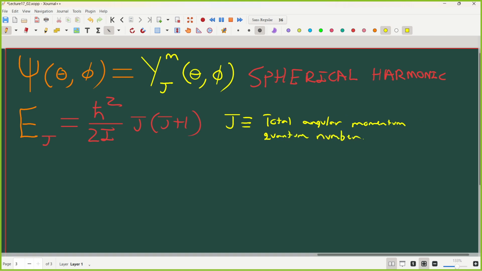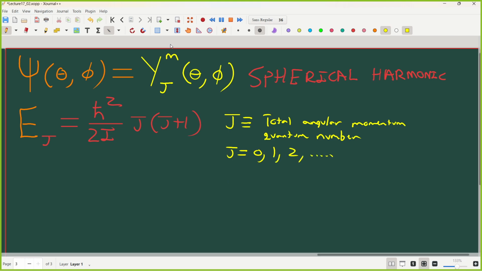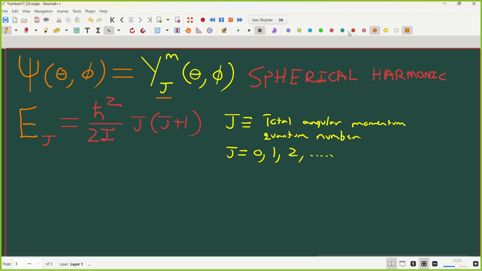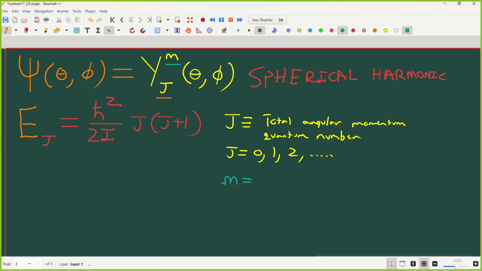All right, and J can be any positive integer or zero. Okay, so that's J, but there's also this M quantum number here, which we haven't discussed yet. And we'll see what this M means in a second. Or I don't know if we'll get to it today, but we'll come back to it. It's not super important right now because the energy is not dependent on it. M is called the azimuthal, or the projection angular momentum quantum number.